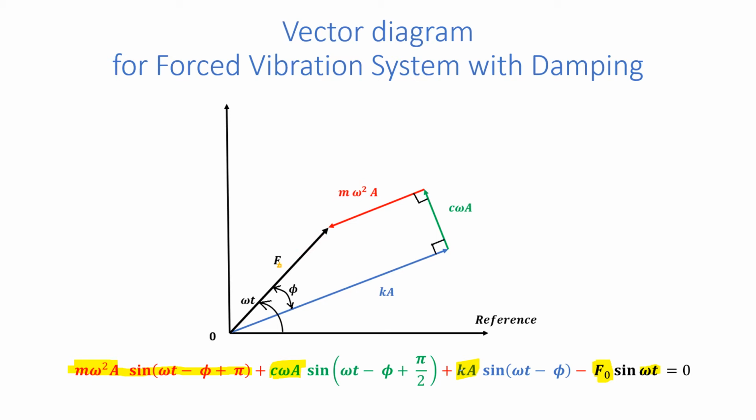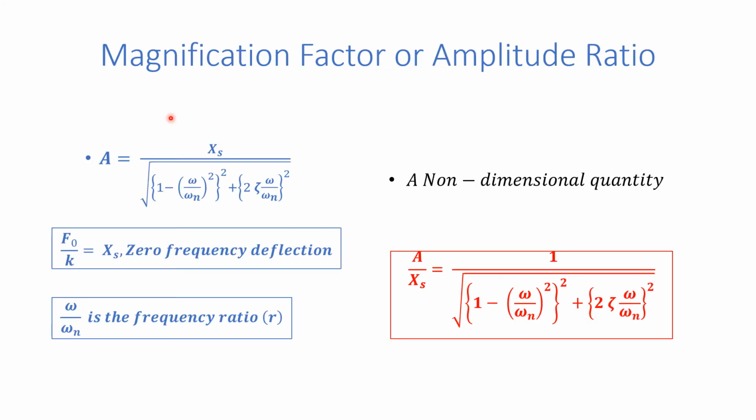So this vector diagram we have used to derive, need not derive, the amplitude of the forced vibration. It is Xs, where Xs is zero frequency deflection, divided by under root of 1 minus omega by omega n square its whole square plus 2 zeta omega by omega n its whole square. Now, we will define a term magnification factor, also known as amplitude ratio.